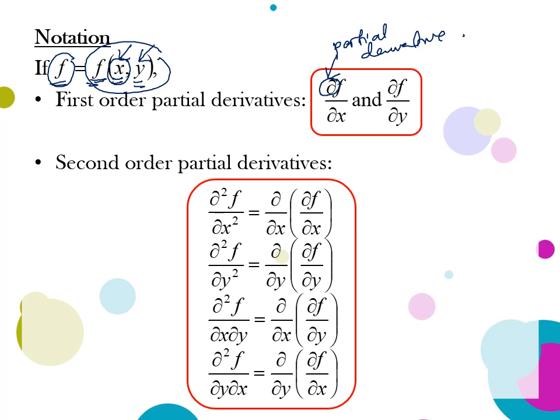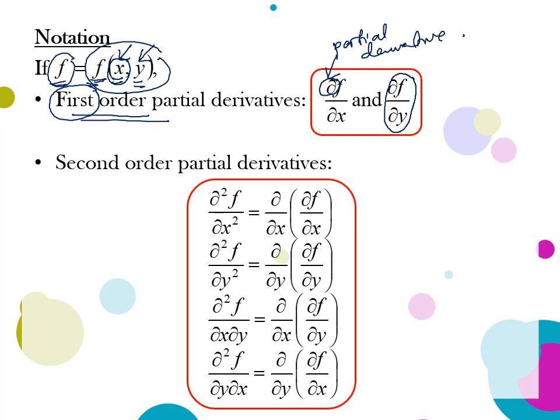Next, if we want to find the derivative with respect to y, we will write del f over del y. It means we will differentiate function f partially with respect to y, and thus we will treat variable x as a constant. This is called first order partial derivative. It is called first order because we differentiate just one time with respect to the chosen variable.